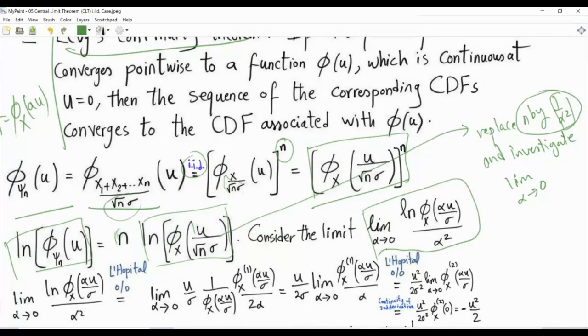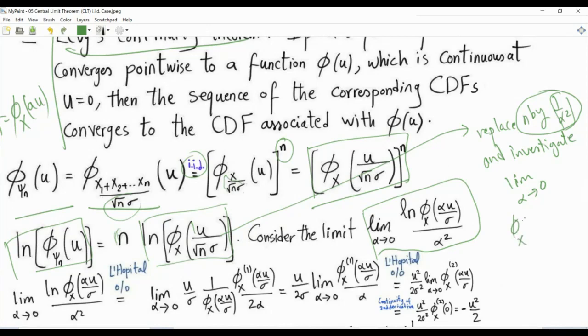Of course, when you investigate this limit, there is always the possibility that actually the limit does not exist, right? So let's see. What if you put alpha equals 0? In the denominator, you get a 0. What is the characteristic function of 0?